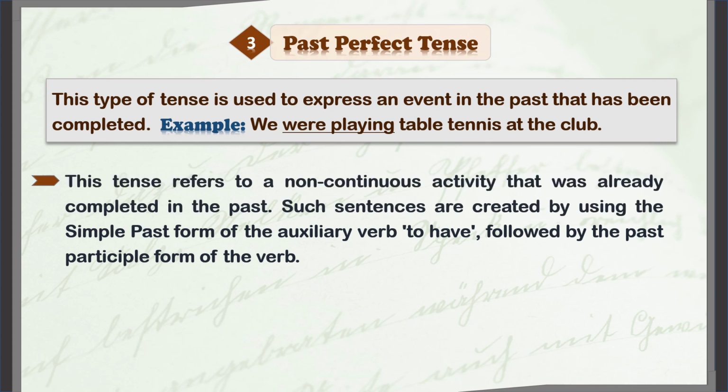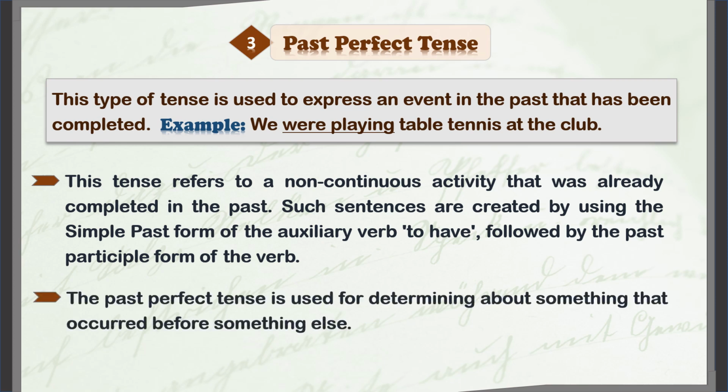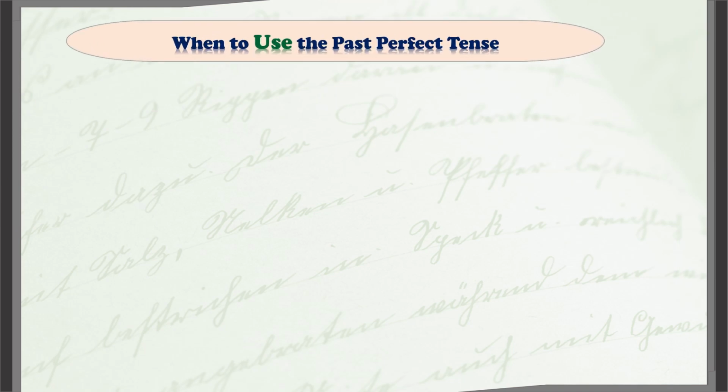This tense refers to a non-continuous activity that was already completed in the past. Such sentences are created by using the simple past form of the auxiliary verb to have, followed by the past participle form of the verb. The past perfect tense is used for talking about something that occurred before something else. Let's see when to use the past perfect tense.